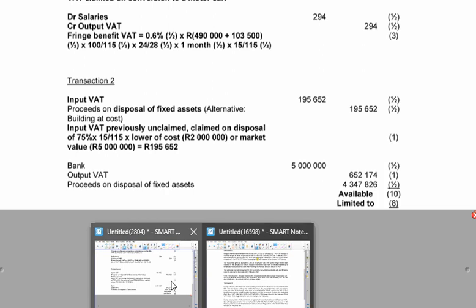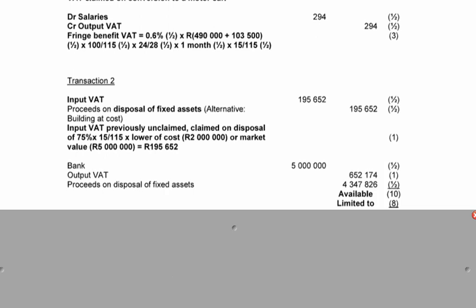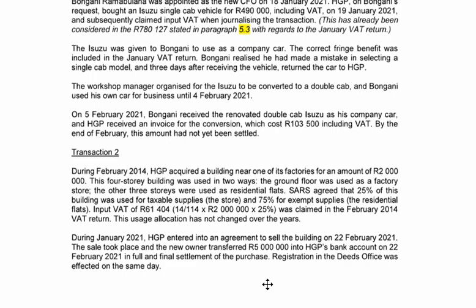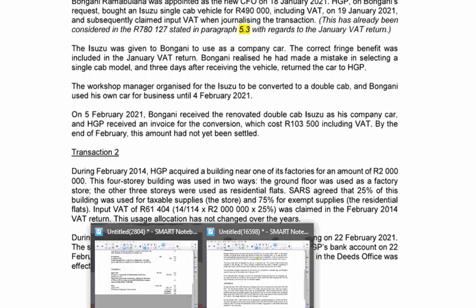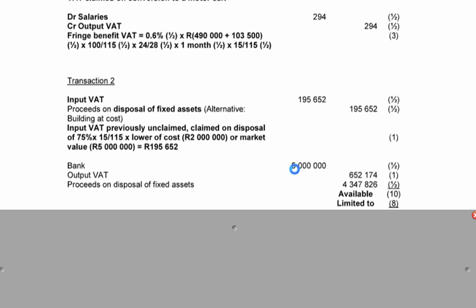What's going to happen here? Sorry, just going back here. Guys, how much was this building sold for? 5 million. Okay, and they transferred 5 million for the building itself. So we're going to sell the building. We need to account for that. So debit bank 5 million. Output VAT 652,174. That's 5 million times 15 over 115.